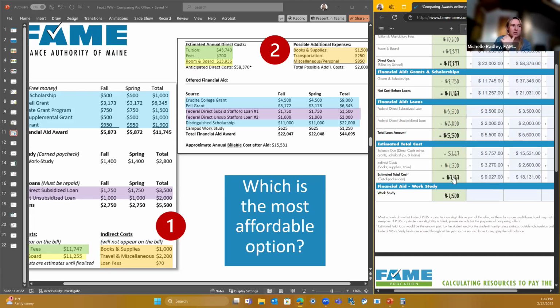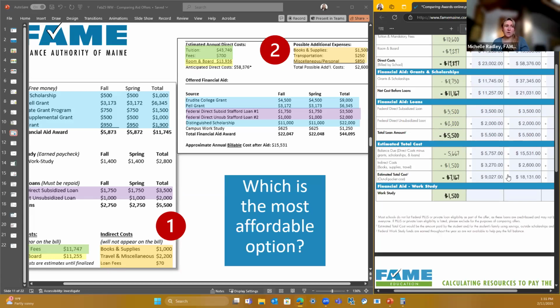So if we're looking for an estimated total cost, you can see for that first school, it's about 9,000 and change. And for the second school, it's about 18,000 and change. You can input the work study here, but remember that's not directly billed. That's usually an earned paycheck that maybe they want to apply at a later date or use for things that they need to complete their education.